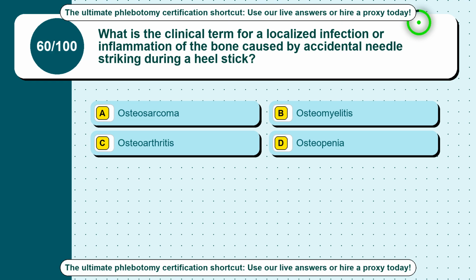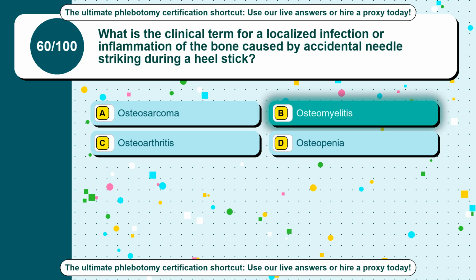Question 60. What is the clinical term for a localized infection or inflammation of the bone caused by accidental needle striking during a heel stick? Option A, osteosarcoma. Option B, osteomyelitis. Option C, osteoarthritis. Option D, osteopenia. The correct answer is option B, osteomyelitis.